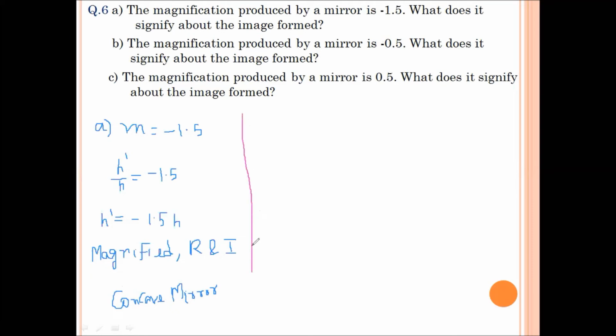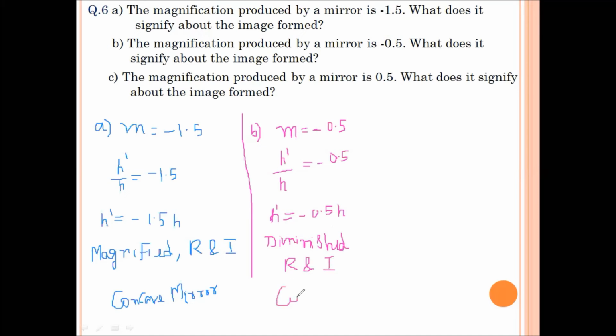B part, the magnification produced by a mirror is minus 0.5. What is signified about the image formed? So in this case, magnification is minus 0.5. So we can write h dash by h is equal to minus 0.5. So we can write h dash is equal to minus 0.5 h. The image formed here is diminished because the size of the image is smaller than the size of the object. And the negative sign denotes that the image formed is real and inverted. So this is a concave mirror again.